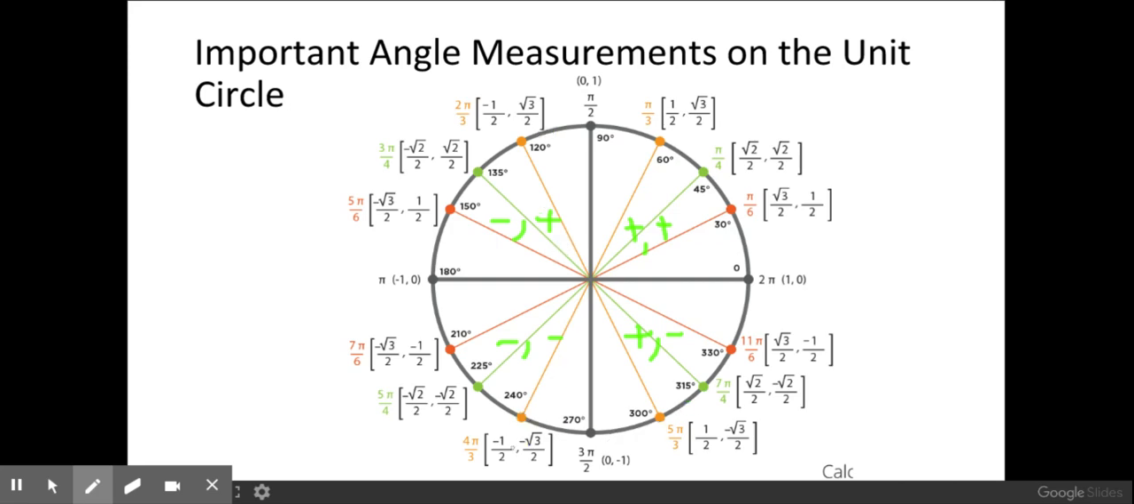We're going to talk a little bit more about how to create this unit circle on your own. We're actually going to be doing that in class. But I do want you to have this written down in your notes, so if you just want to pause the video and copy that down.